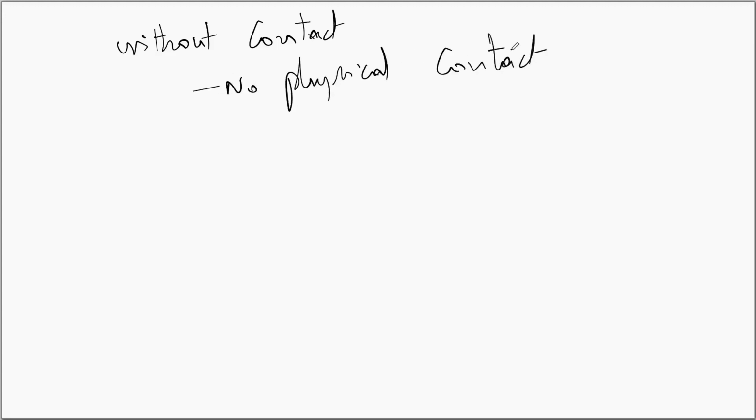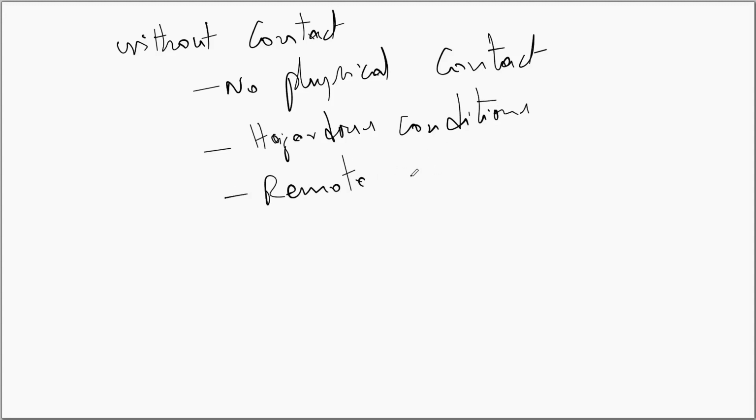The magnetic field sensors operate without any contact, meaning there is no physical contact. Since no physical contact is needed, they can be used easily in hazardous conditions and they can be sensed remotely. So remote measurements are possible.